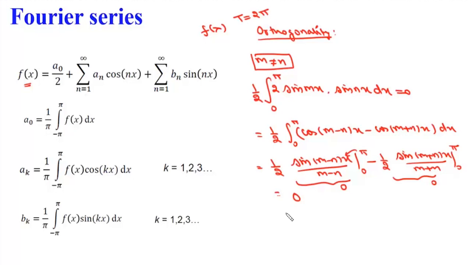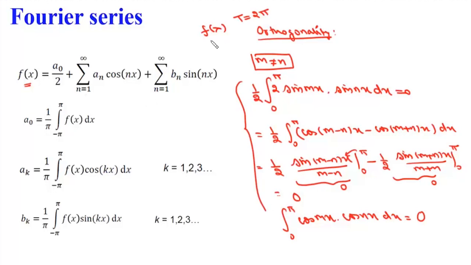Now in the same way, if we look at this integral from 0 to pi of cos mx into cos nx dx, in that case we'll end up getting 1 by 2 cos (m minus n)x plus cos (m plus n)x. Again we'll have these sines, and again the value of this integral will be 0. So basically orthogonality says every harmonic will contribute uniquely to form a basis set. Now we'll use this information to find these coefficients a0, an and bn.